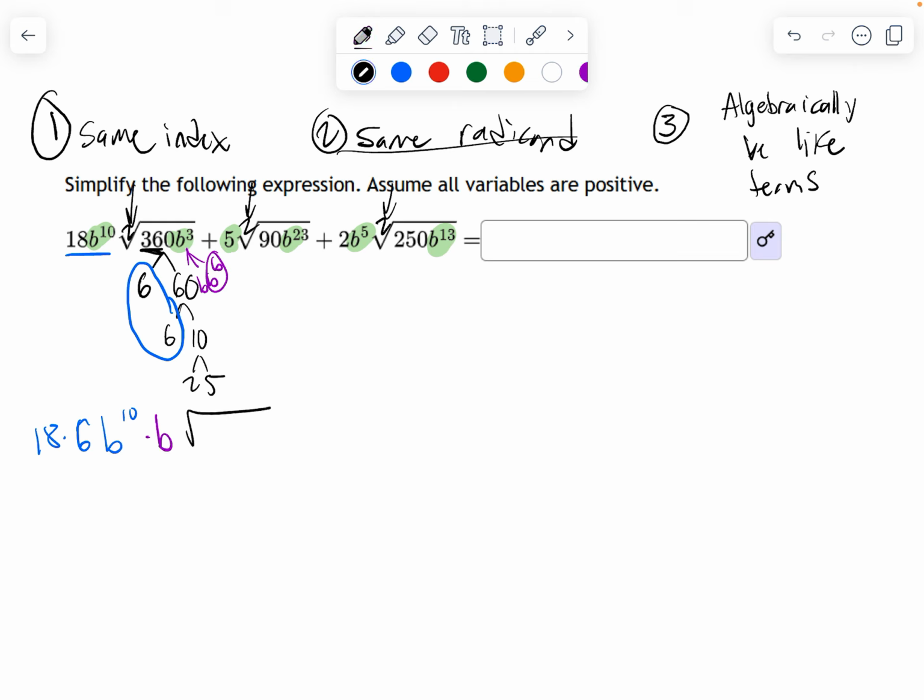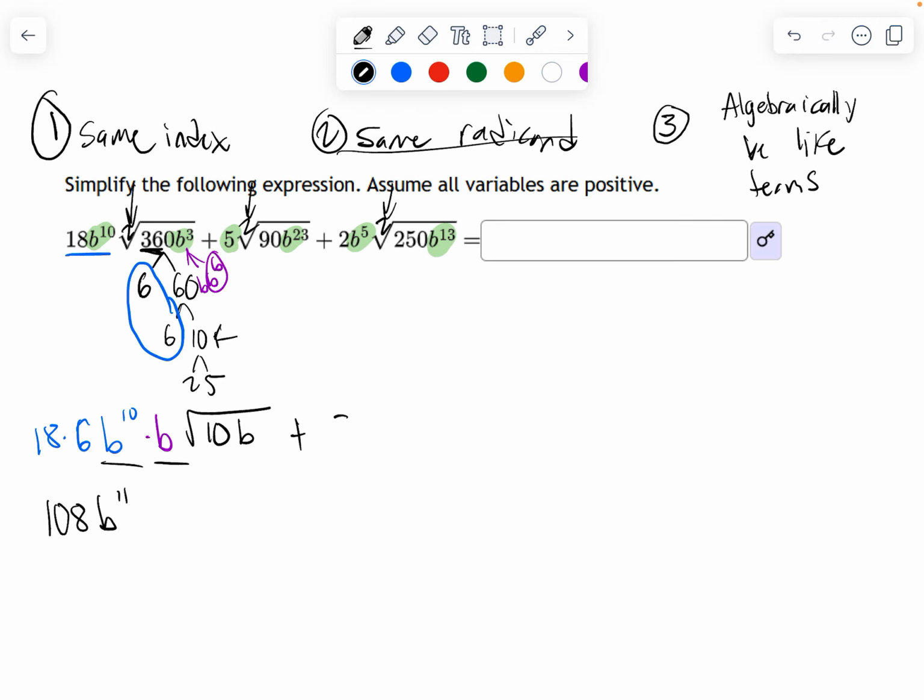And then what will remain is the numbers we couldn't form the pair with, right? So 2 and 5, those multiply back together to give us 10. And then one of the b's could not be used, so that stays behind as well. All right, so that will give us 18 times 6, which is 108, b to the 11th, because 10 b's times 1 more is 11 b's in total.